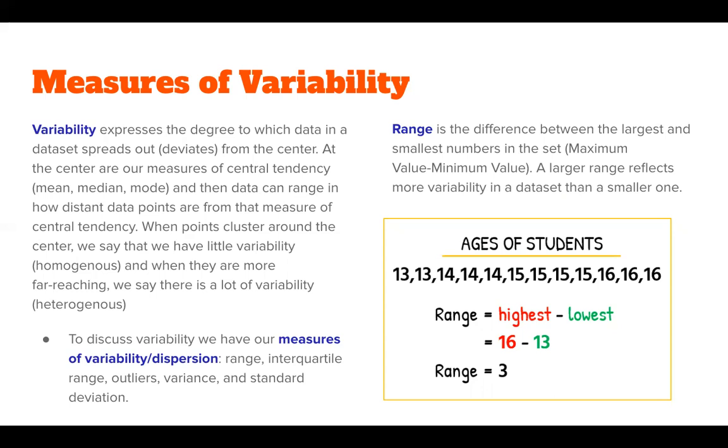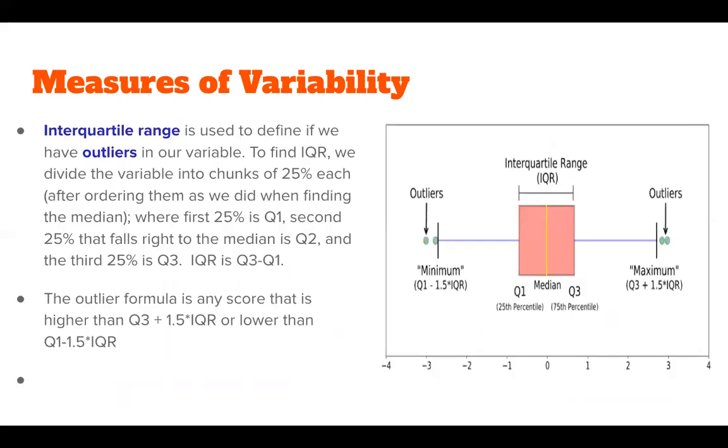Range is the difference between the largest and smallest numbers in the set, your maximum value and your minimum value. Because you are doing math here, this is only appropriate with quantitative variables, whether discrete or continuous. You subtract your lowest value from your highest value, and you get a range. A larger range reflects more variability. A smaller range reflects less variability.